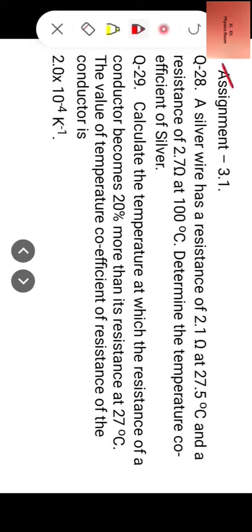Assignment 3.1 continued. Question number 28. A silver wire has a resistance of 2.1 ohm at 27.5 degrees Celsius and a resistance of 2.7 ohm at 100 degrees Celsius. Determine the temperature coefficient of silver. Question number 29. Calculate the temperature at which the resistance of a conductor becomes 20% more than its resistance at 27 degrees Celsius. The value of temperature coefficient of resistance of the conductor is 2.0 into 10 raised to power minus 4 per Kelvin.